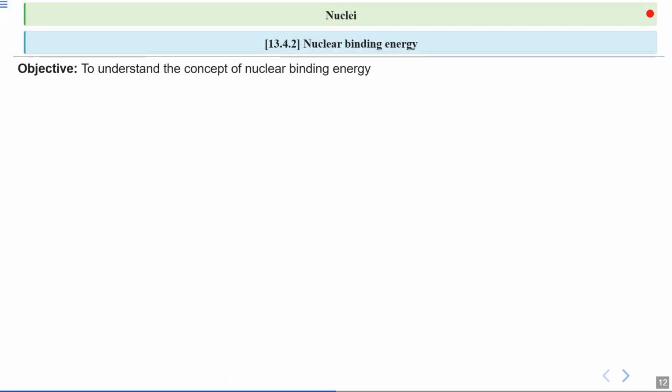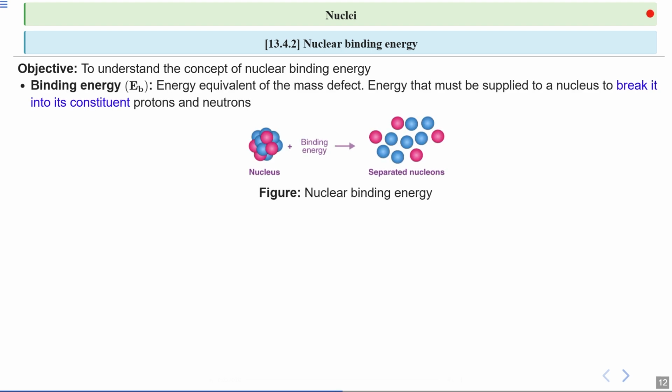Now let's understand the concept of nuclear binding energy. Let's look at what binding energy means. Binding energy, often written as E_B, is the energy needed to break a nucleus apart into its individual protons and neutrons. In other words, it's the energy that holds the nucleus together. Notice in the diagram how the nucleus is made up of protons and neutrons, and the binding energy is what keeps them from flying apart. Remember, this energy comes from the mass defect, which is the difference between the mass of the separated nucleons and the mass of the nucleus itself.